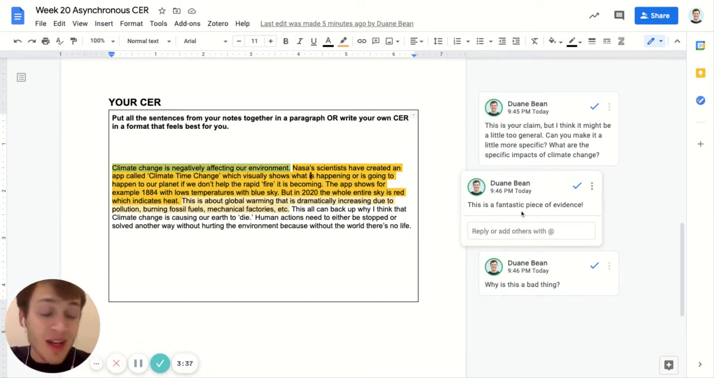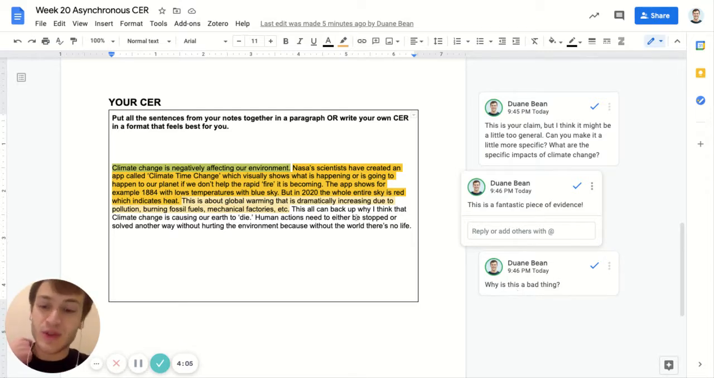The second kind of comment, I said, this is a fantastic piece of evidence. This student used NASA's climate time machine, which is, I believe, what we studied in lesson maybe 31. No, lesson 32. That's where we looked at the 4 different models for sea level and carbon dioxide and global temperatures. Really cool website.